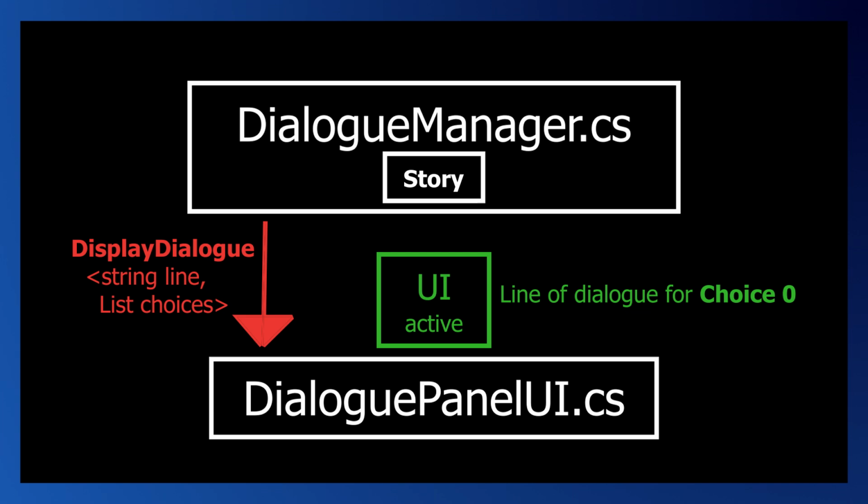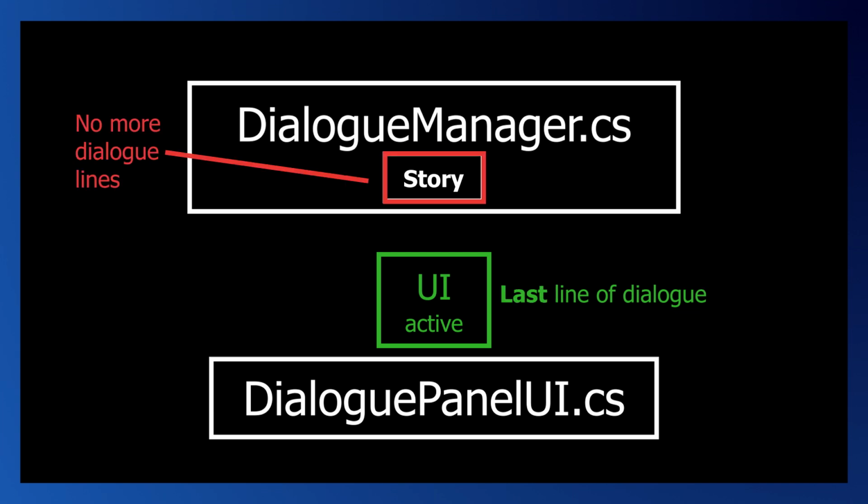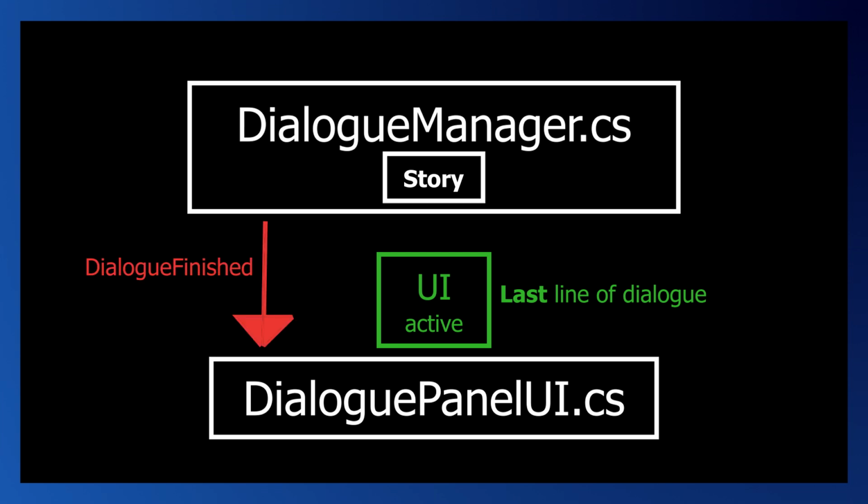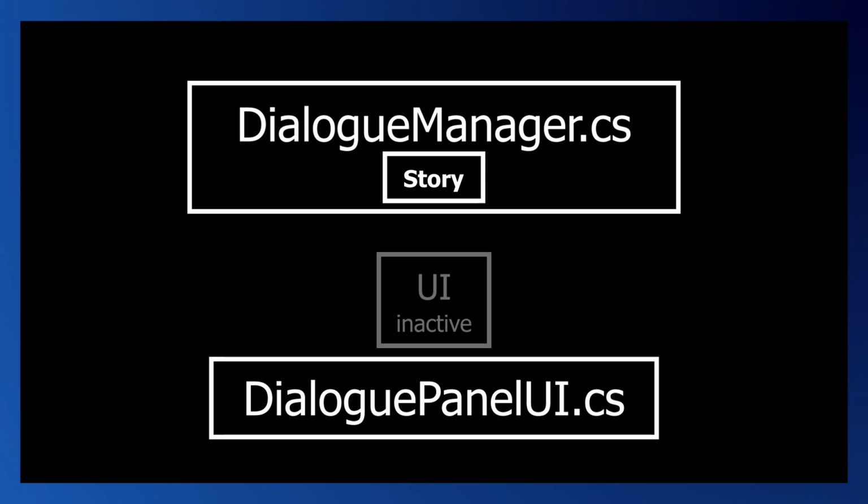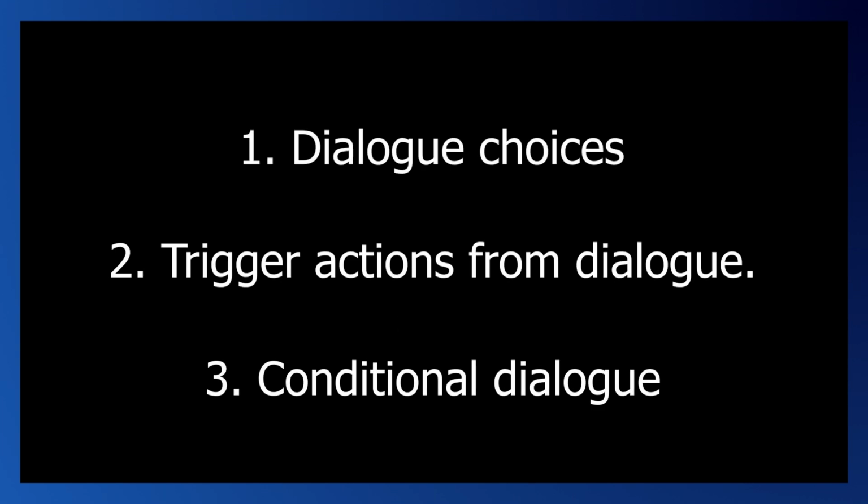And that process simply repeats until eventually the story will run out of dialogue lines, indicating we've reached the end, and at that point we'll send out a dialogue finished event from the dialogue manager to tell other components in our system that we've finished dialogue, like the dialogue panel script for example, which will hide the UI by setting it to be inactive.